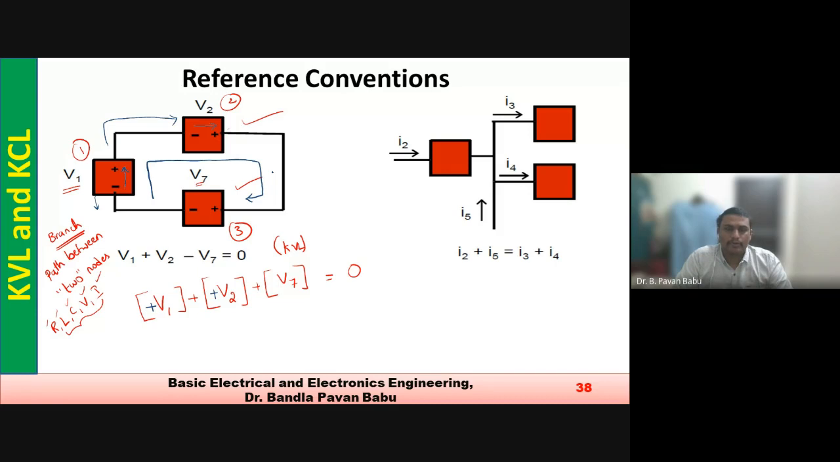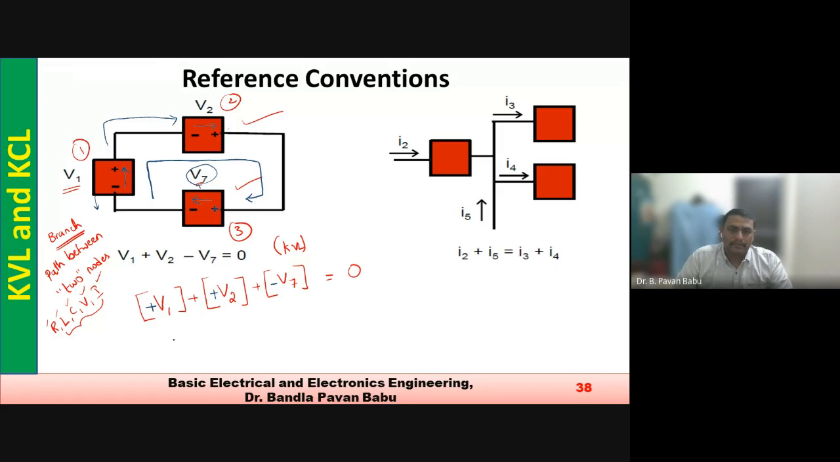Next it is entering branch 3, whose voltage we call V7. Done. So what about the sign convention here? It is going from plus to minus, so this is the direction. Then it is a potential drop. That is why the polarity is minus V7.